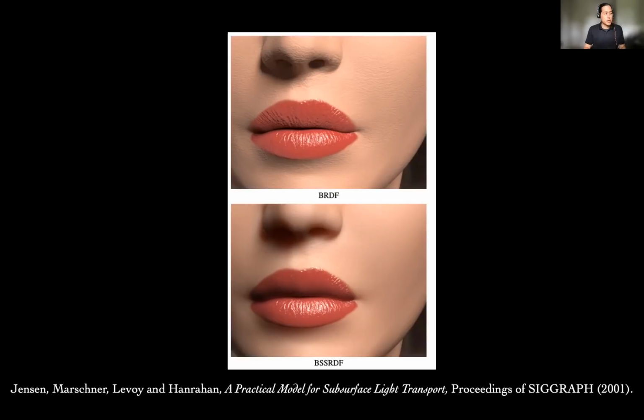All right, so here's a SIGGRAPH paper from 20 years ago. Jensen et al., A Practical Model for Subsurface Light Transport. This is from SIGGRAPH 2001. Now, this was a blockbuster paper when it was first published. So as of today, it has over 1,100 citations on Google Scholar, which, as far as rendering papers go, is a really high number of citations.